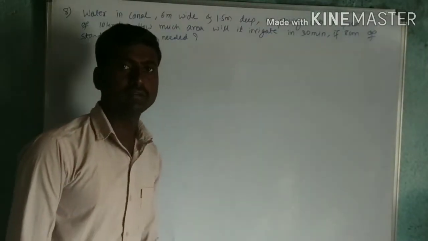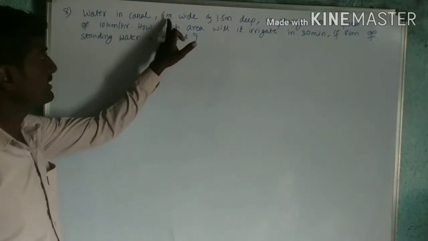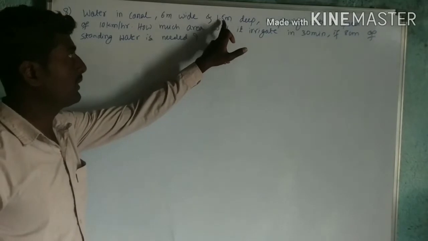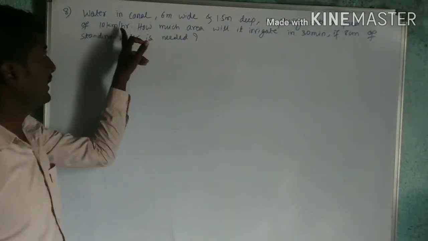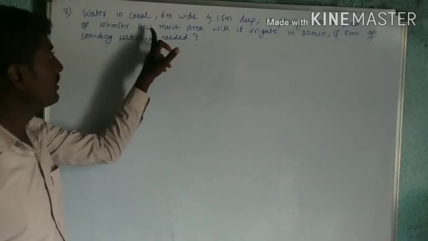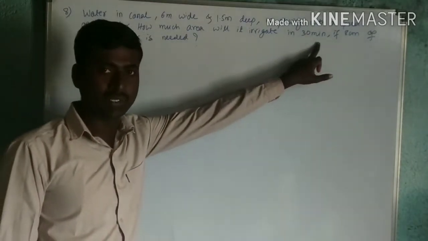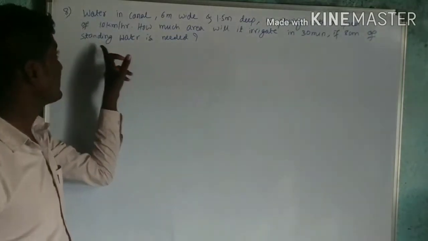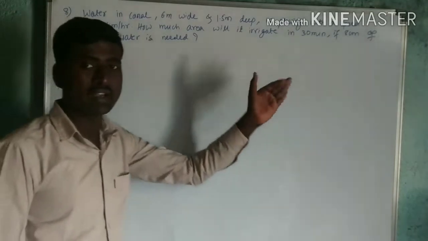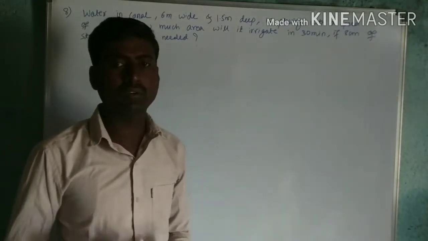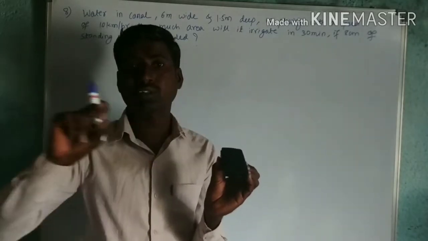Next, the 8th question. Water in a canal 6 meter wide and 1.5 meter deep is flowing with a speed of 10 km per hour. How much area will it irrigate in 30 minutes if 8 cm of standing water is needed? So how much area will it irrigate? First you have to find the volume of water that flows through the canal.